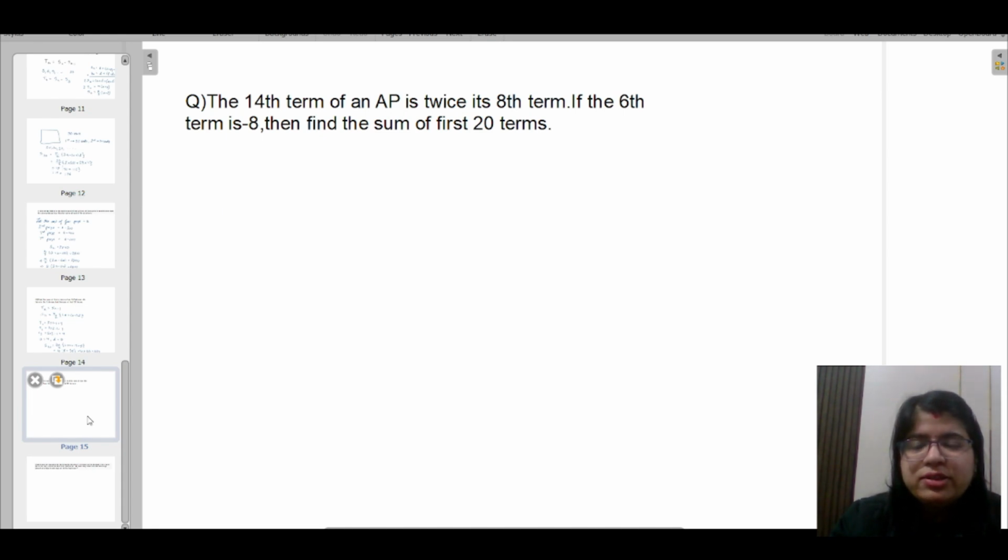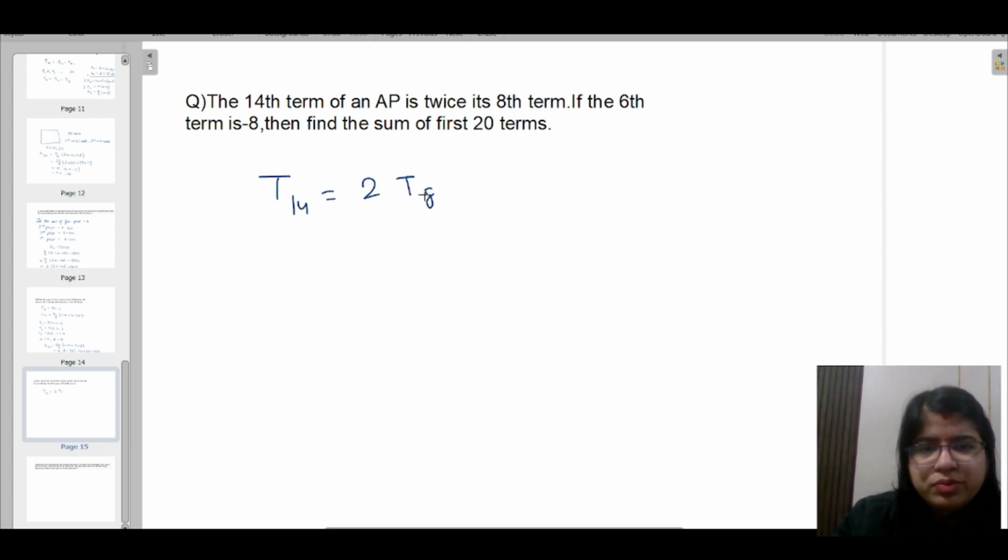Now the question is saying the 14th term of an AP is twice its 8th term. If the 6th term is minus 8, then find the sum of first 20 terms. So here students, T14 of an AP is twice its 8th term. If the 6th term is given as minus 8, then we have to find the sum of first 20 terms.